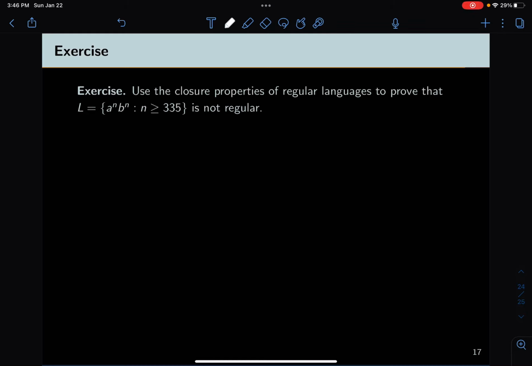Okay, hello everyone. So in this video, we're asked to use the closure property specifically to prove that the language L, where L is a^n b^n for n greater or equal to 335, is not regular.